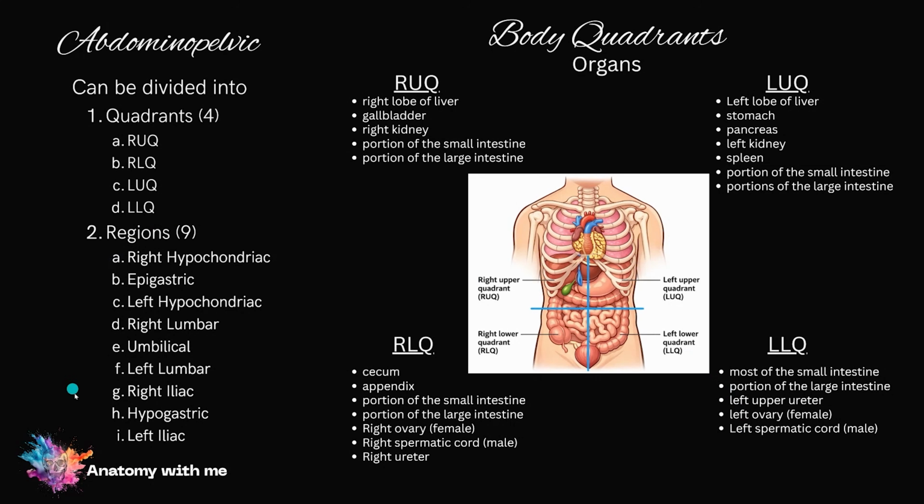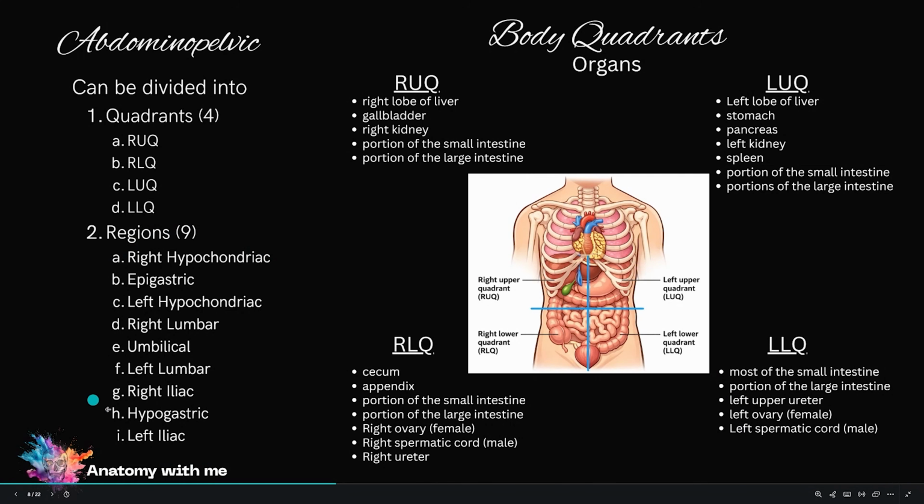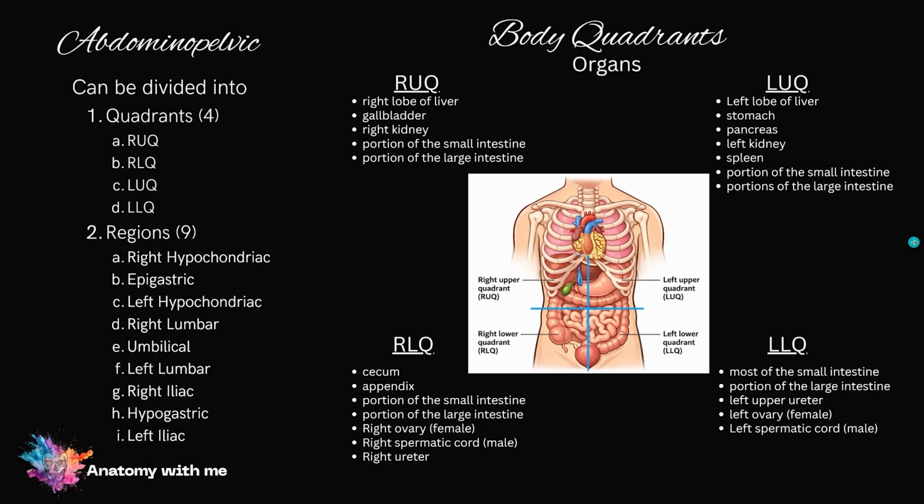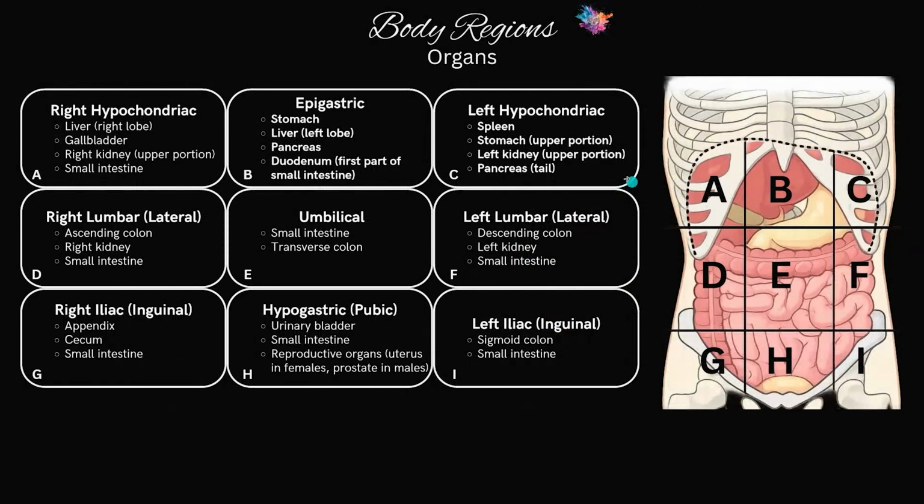The next part are going to be your 9 regions, which we're going to go into in the next slides. All right, so here are the body regions. This is where we divide the abdominal pelvic cavity into even smaller regions if the quadrants are still too broad when a patient comes in complaining of pain or discomfort.